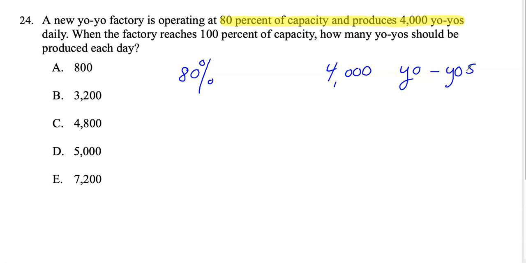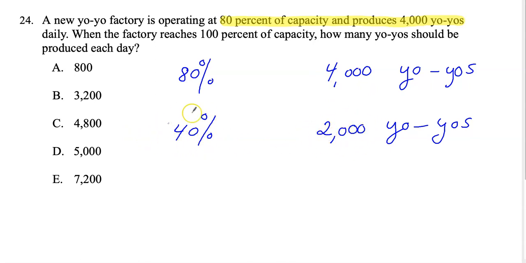Now watch what I'm going to do here. Let's cut this in half. Let's say instead of 80% capacity, it was at 40% capacity. So half of 80 is 40, so if I take half of this, this would be 2,000 yo-yos. Hopefully that makes sense, right? If it's at 80% capacity, it makes 4,000. If I take half of that, half of 80% is 40%, so I take half of 4,000, which is 2,000. So if it's at 40% capacity, it would produce 2,000 yo-yos.